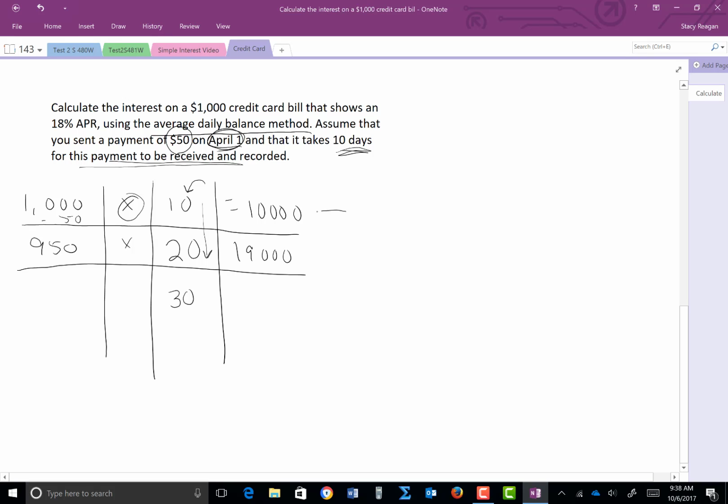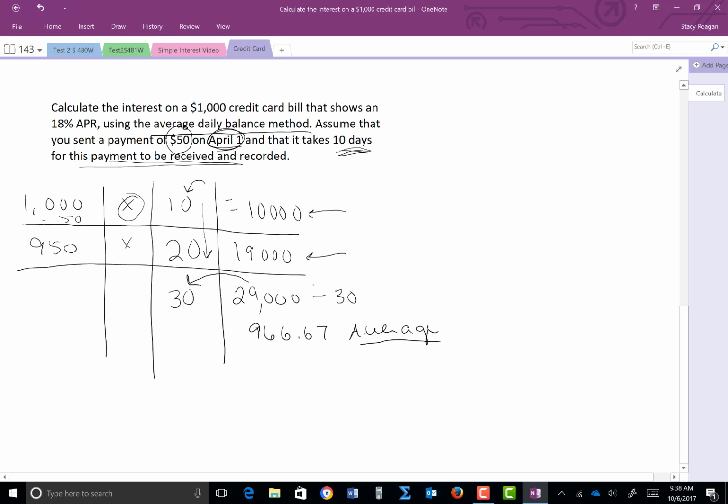We're adding up all of our daily balances. So we had 1,000 for 10 days. We had 950 for 20 days. And we add those two things up and divide by the number of days in the month. So 29,000 divided by 30 ends up being 966.67. This is your average balance.